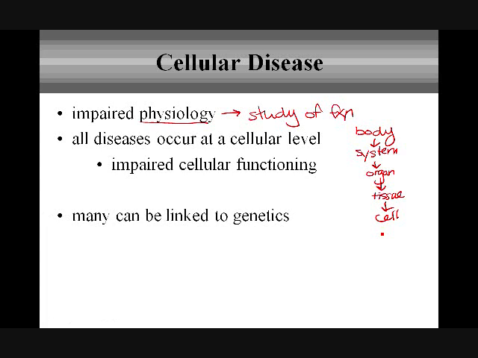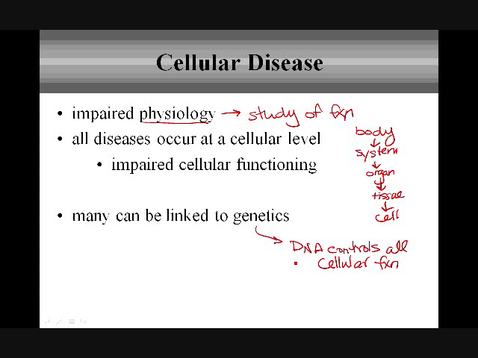Additionally, many of our cellular diseases are linked to genetics, and that should really make sense since DNA is really what's going to control all of the cellular functioning. So if there's a genetic mistake, a mistake in the DNA, the performance of the cell and its functioning and processes are going to be impaired.